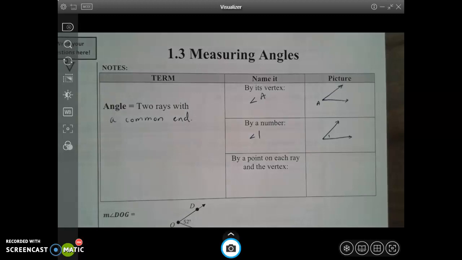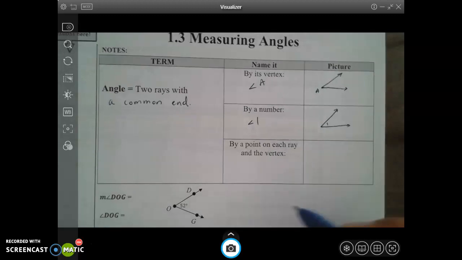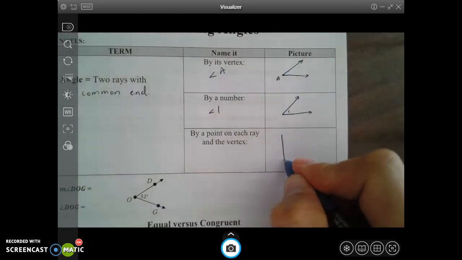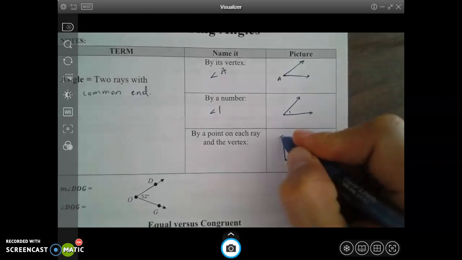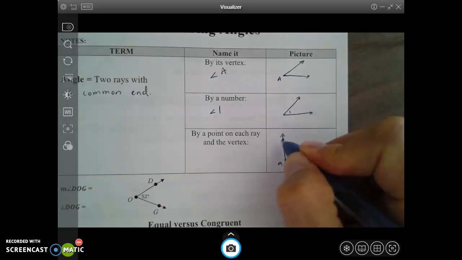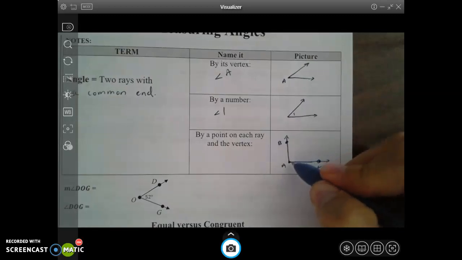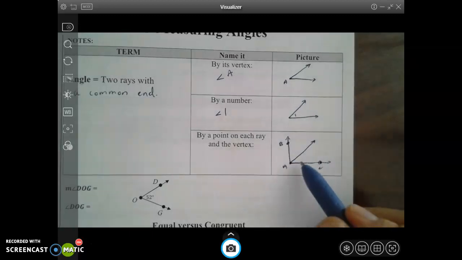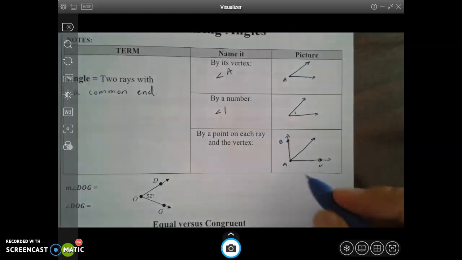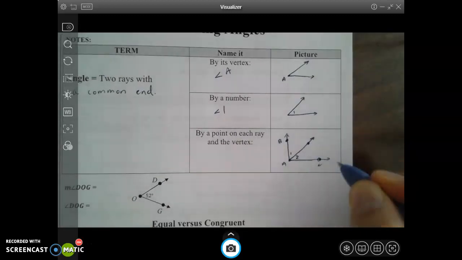Okay, and probably the most common way you'll see this is by its points with the vertex written in the middle. So if I'm going to draw kind of a big thing here, I've got two rays, and I've got point A, up here we're going to do B and C. Okay, and let me cut this big angle with another ray, which creates two other angles. So I have an angle here and an angle here. I'm going to put a point out here and call this one D.